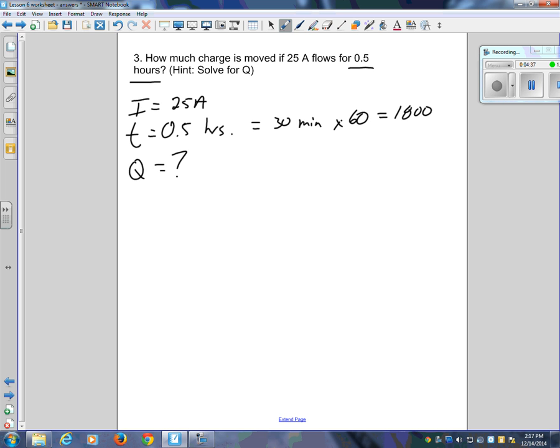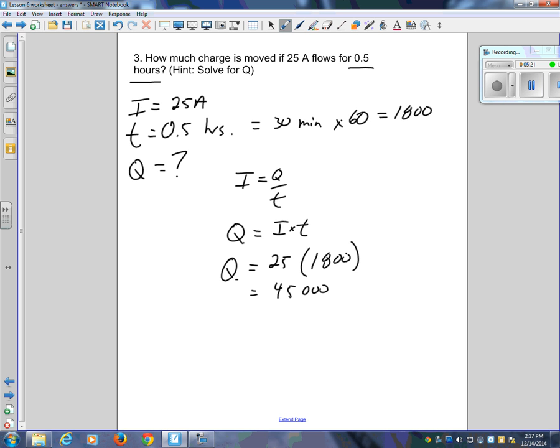Now we write our formula. I equals Q over T, and we are solving for Q, so we have to write it in the Q equals format. Q is equal to I multiplied by T. And again, those of you moving on to physics will need to be able to rearrange formulas like that. Q equals 25 times 1,800. We're going to get a big number here. 45,000 coulombs of charge. Unit is coulomb. Once again, equal sign all lined up. Bottom right hand corner of the solution has my answer. That's the standard format.